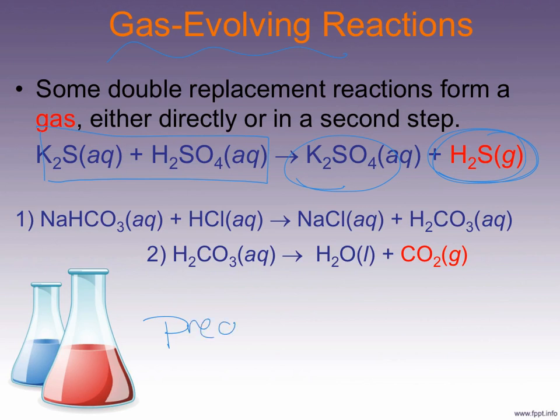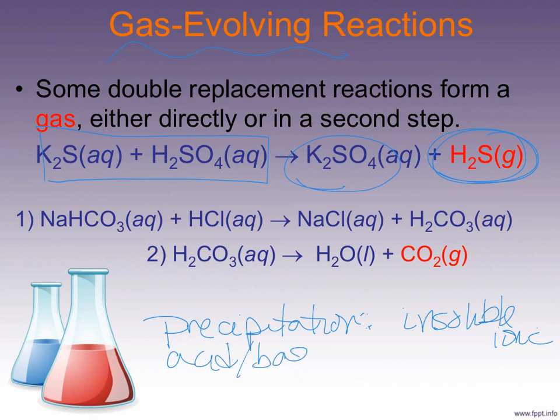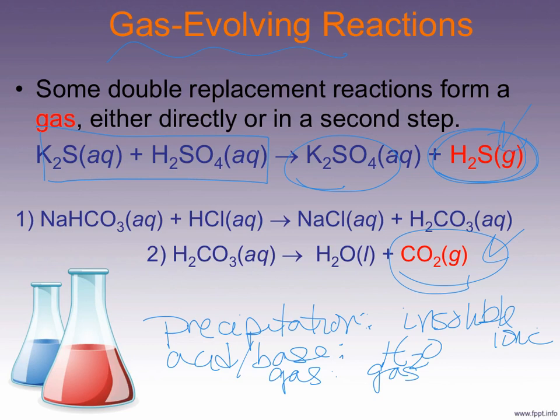In a precipitation reaction, the driving force for the double replacement is formation of an insoluble ionic compound. Okay. In an acid-base or neutralization reaction, the driving force is formation of water, which is a covalent compound. And in gas evolving reactions, the driving force is formation of a gas. Gases are also covalent. Okay, covalents don't separate, and so that's going to be the driving force for the gas.